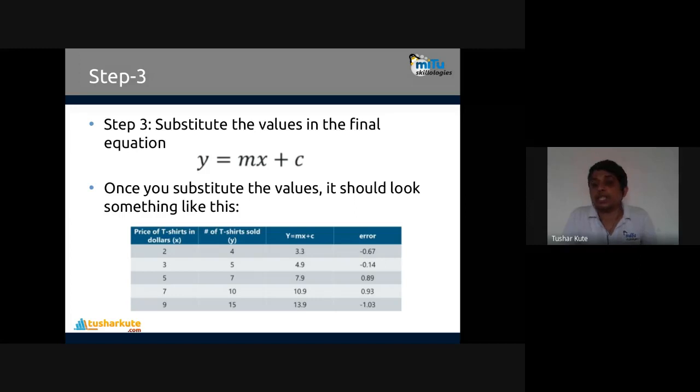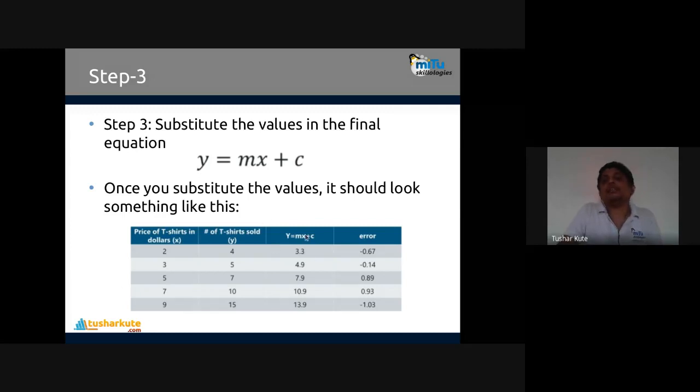And then finally, we'll substitute these values in the final equation: y is equal to mx plus c. Once you substitute the values, it should look something like this. Check this out. For every element of x and y, I have calculated y is equal to mx plus c. And everywhere I got the error, that error is the distance between the actual value and the value predicted by the algorithm. We have seen that error last time also. So we have this table already.